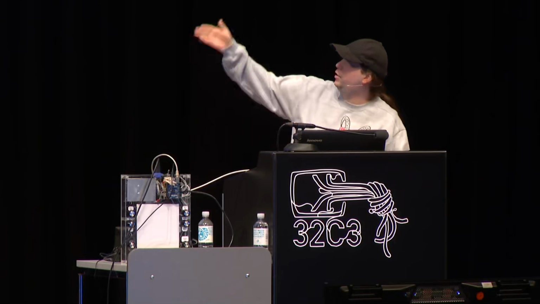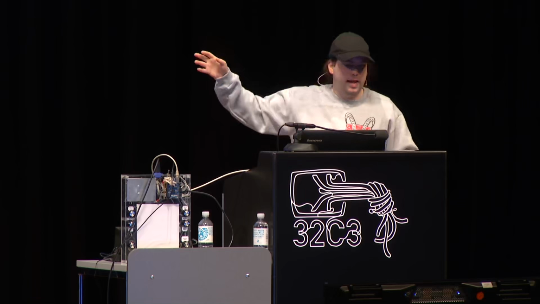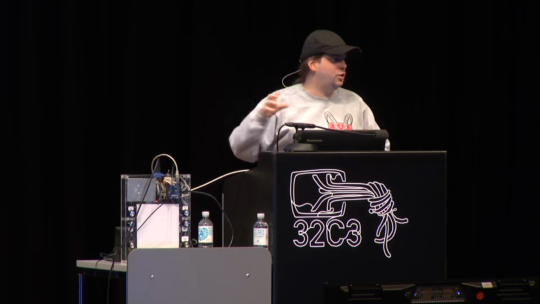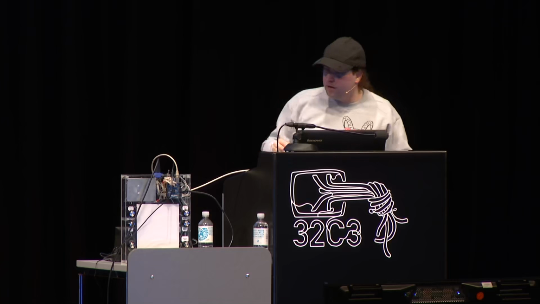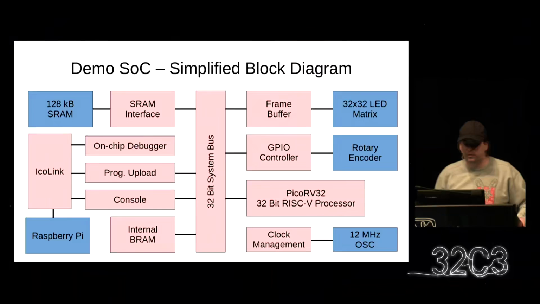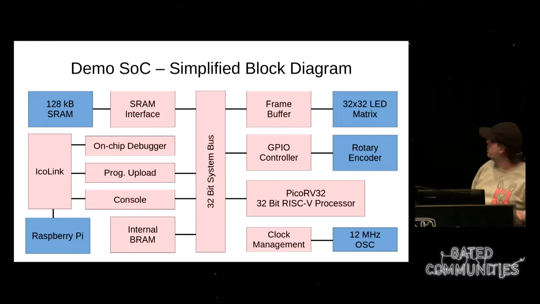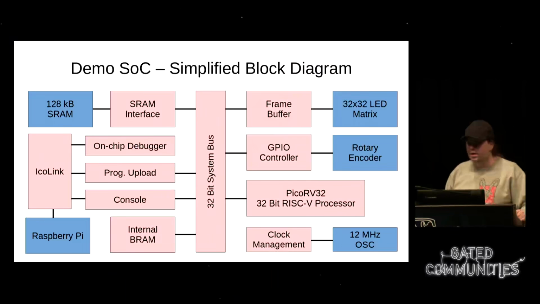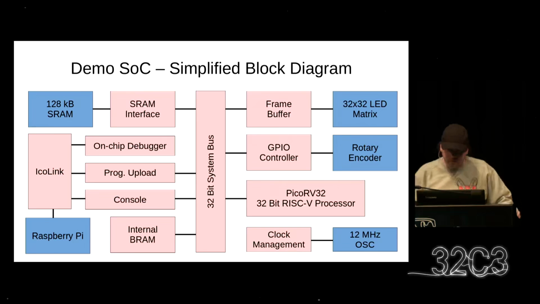There is a 32-bit system bus that connects all the components in the system. Like all those endpoints, then the internal block memory, the SRAM controller that connects to the external SRAM. We have a frame buffer here to talk to this LED matrix. We have a GPIO controller to access all the GPIO pins. We have, of course, the processor core itself, and we have some logic for clock management.